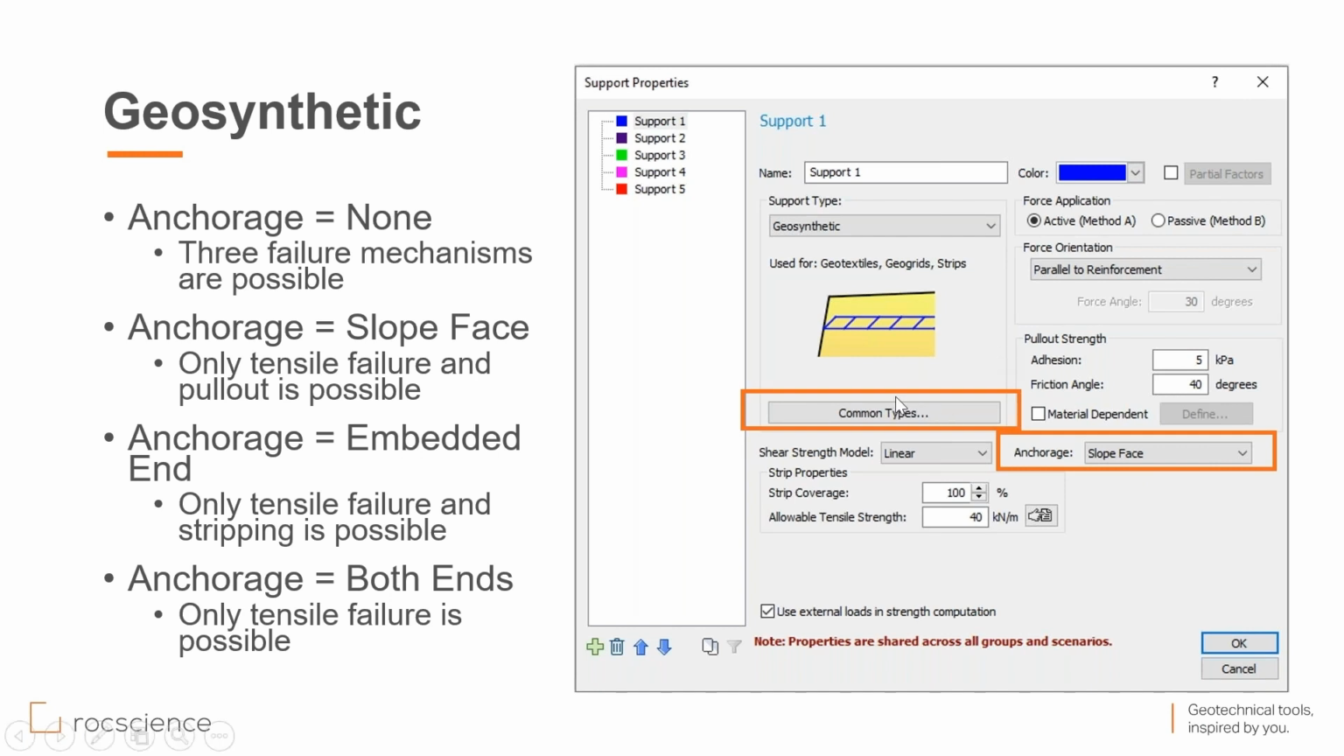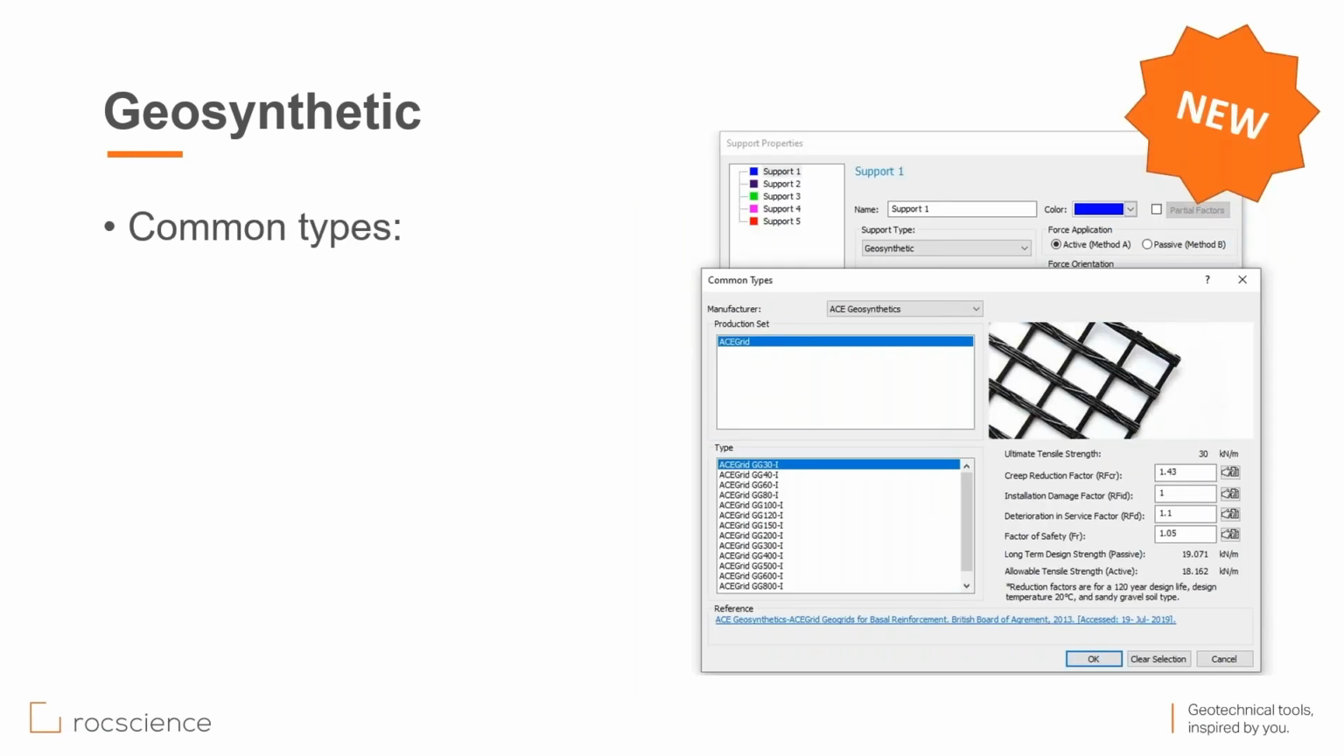Now you see there's another button here called common types. This is new in the maintenance plus release, and if we click on that, we see something like this. This is a huge database of real manufactured geosynthetics. We've collaborated with several manufacturers and put all the data here. So you have tensile capacity, reduction factors, etc. So you just select the one you're using.